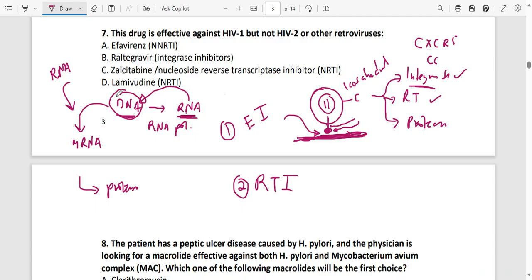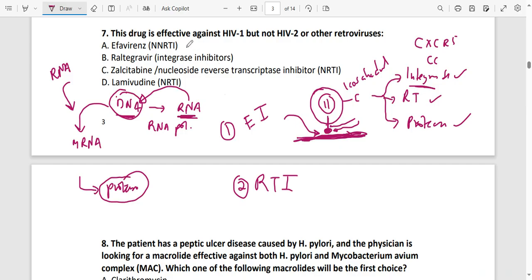When we just formed the DNA, to prevent that DNA of the virus from integrating with our own DNA, we could use the integrase inhibitors. And then for the proteins that we have formed, to prevent them from being broken down to become effective, we can use the protease inhibitors. So those are the classes of drugs.